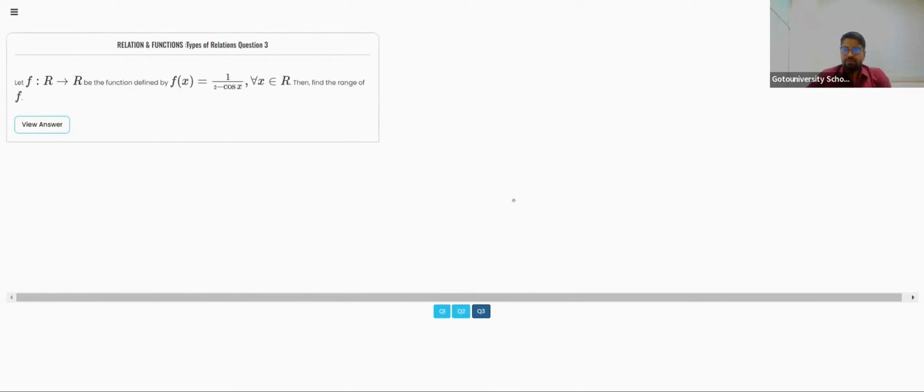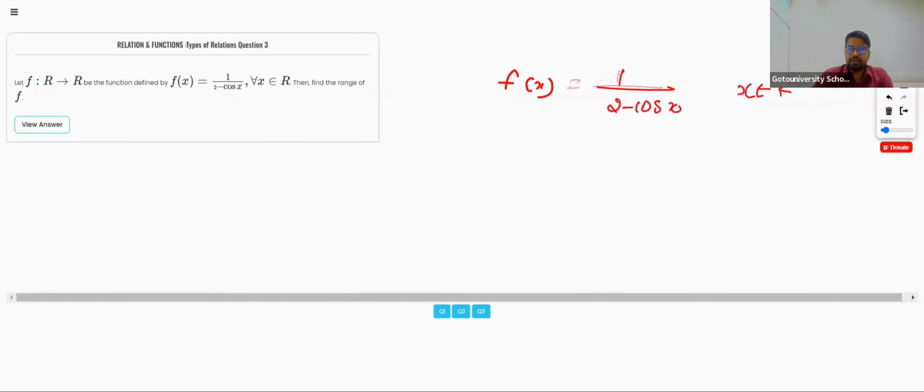Okay. As we are familiar with trigonometry, a little bit of trigonometry basics is enough for us to understand and answer this question. So our function is defined like this: 1 divided by 2 minus cos x, where x belongs to real numbers. For all x belongs to real numbers, find the range of this function.